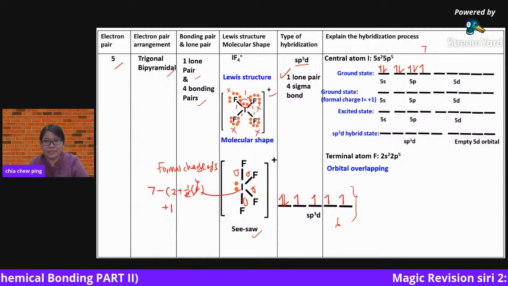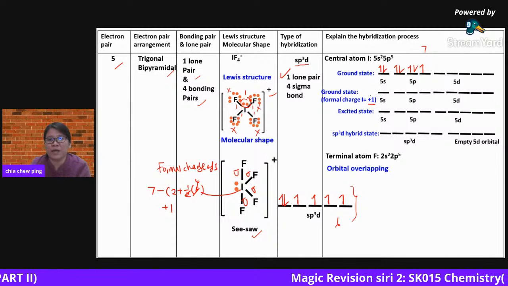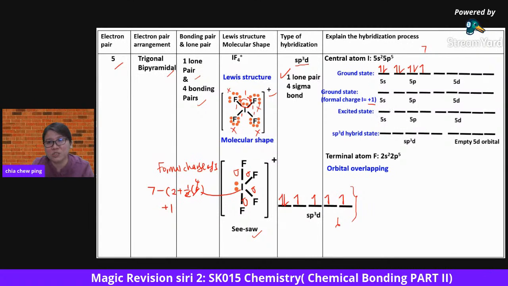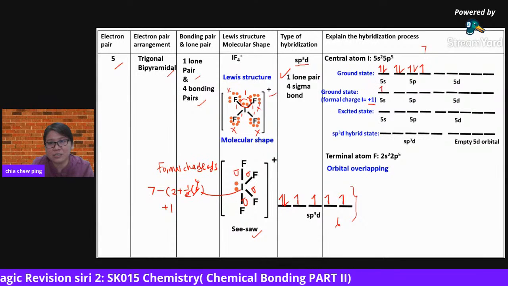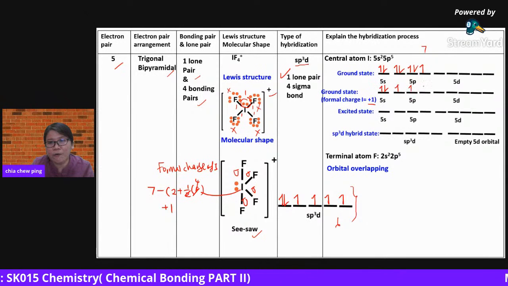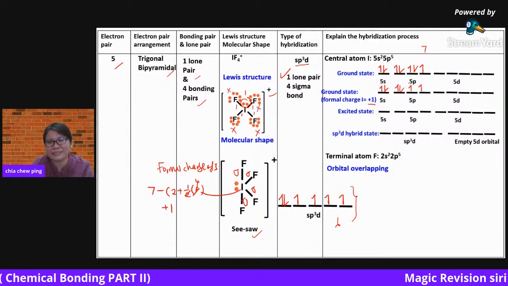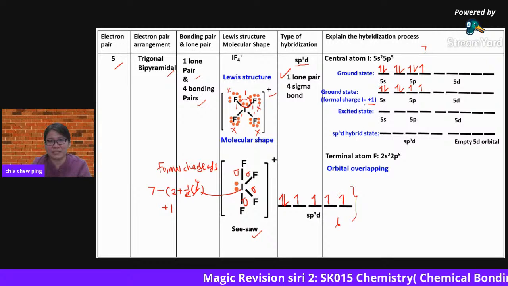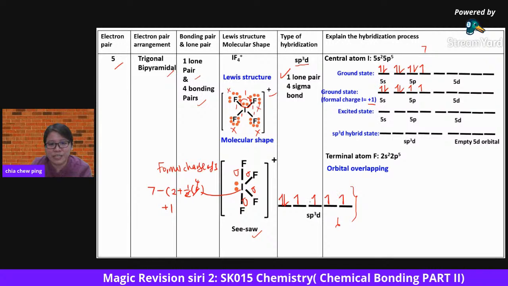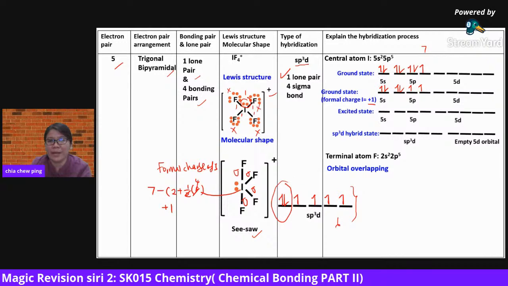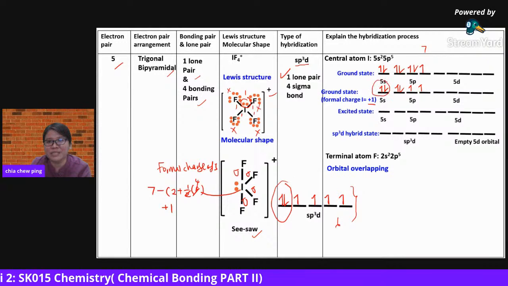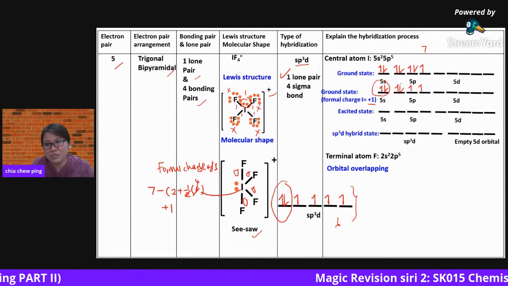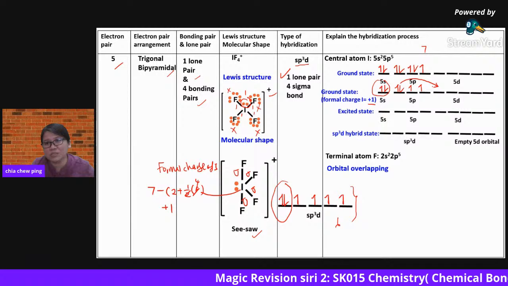So you rewrite the ground state again, with formal charge positive 1. As you know, positive 1 means one less electron, so 7 minus 1 is 6. So now I will write the 6: 1, 2, 3, 4, 5, 6. Now you can check it is exactly the same 6 electrons for your expected and the ground state. Now we check again. I require one lone pair, so this one lone pair must remain. So this one must split to become unpaired, meaning you must jump one electron to the d.